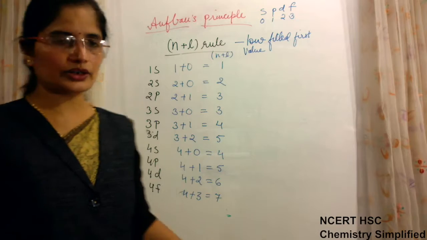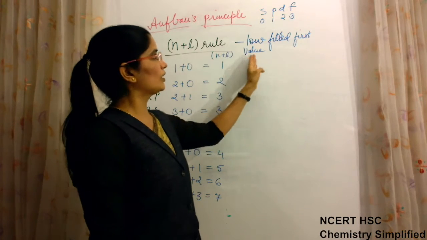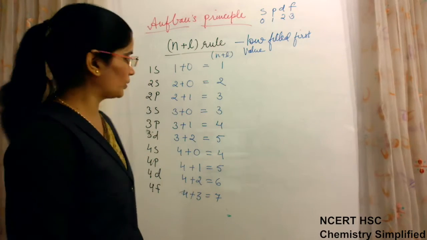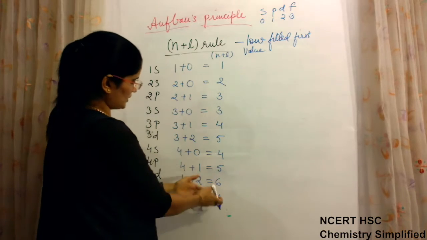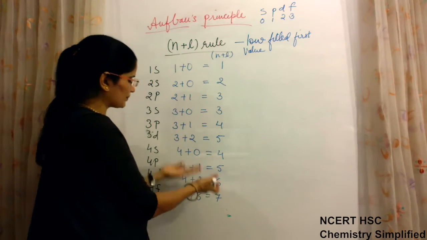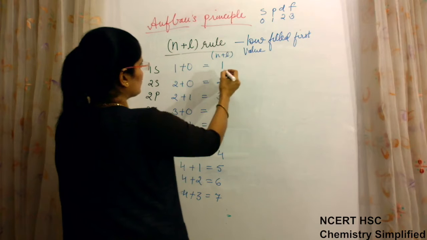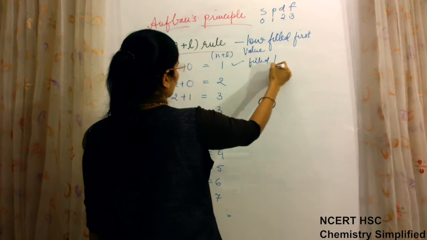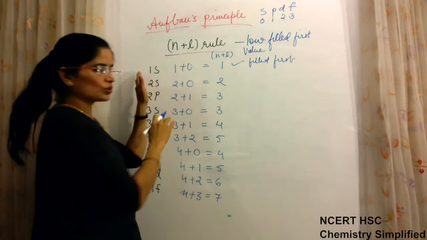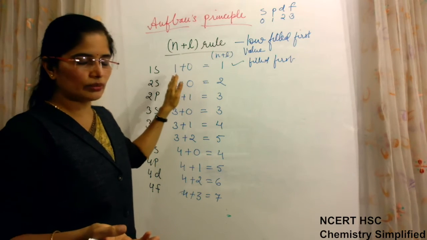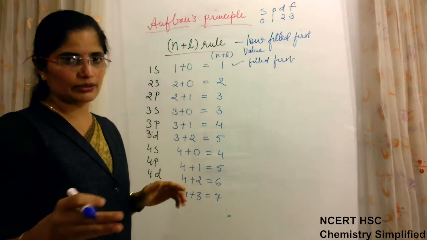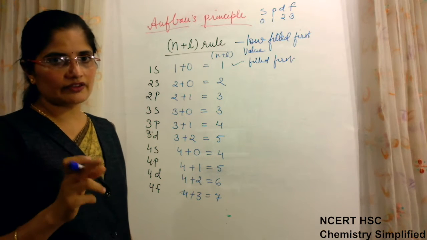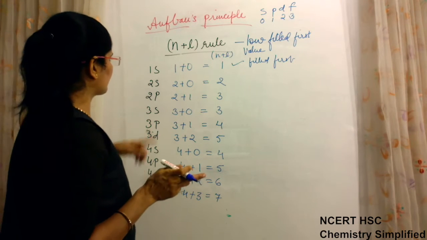Now I already told you the low value will be filled first. Okay, lower value. We have not written all, we have written only a few. Out of these, the lowest value is of 1s, so it will be filled first. When 1s is totally full, what does that mean? 2 electrons are filled in it, because in one orbital we can fill only 2 electrons.